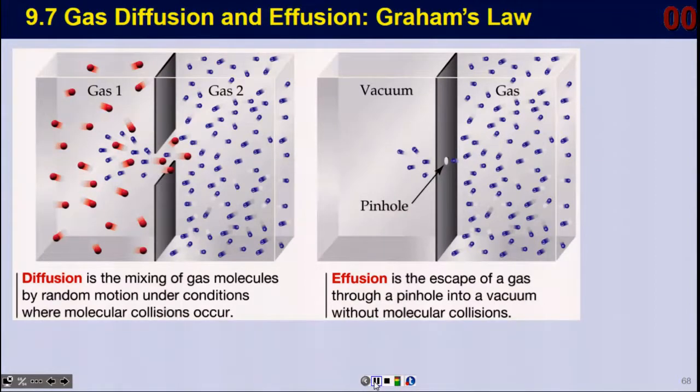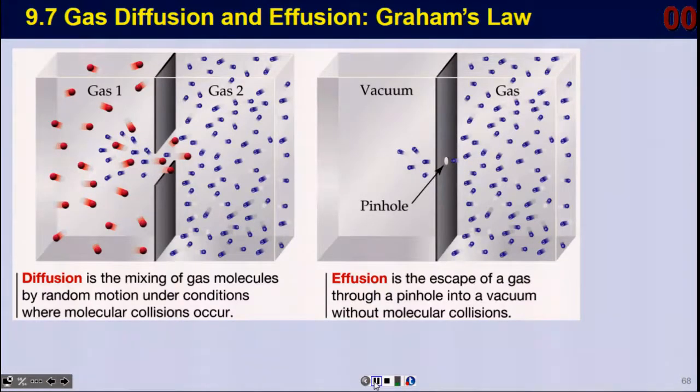So first we have to explain what on earth these diffusion and effusion things are. Diffusion is the mixing of gas molecules by random motion under conditions where molecular collisions will occur. And effusion is a little bit different. It is the escape of gas through a pinhole into a vacuum without molecular collisions.